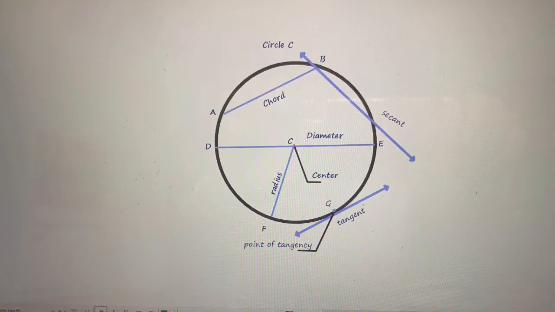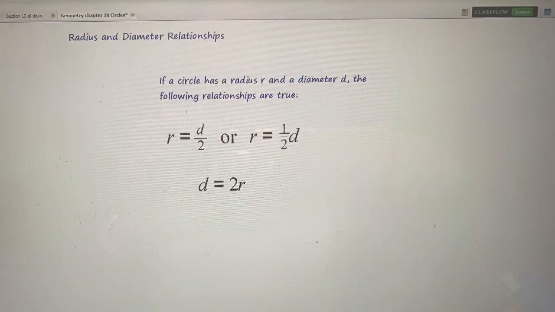We have a secant that is a line that goes through the circle at 2 points and does not go through the center. We have a line called a tangent that touches the outside of the circle in one spot called the point of tangency. Here you see the relationship between the radius and the diameter.